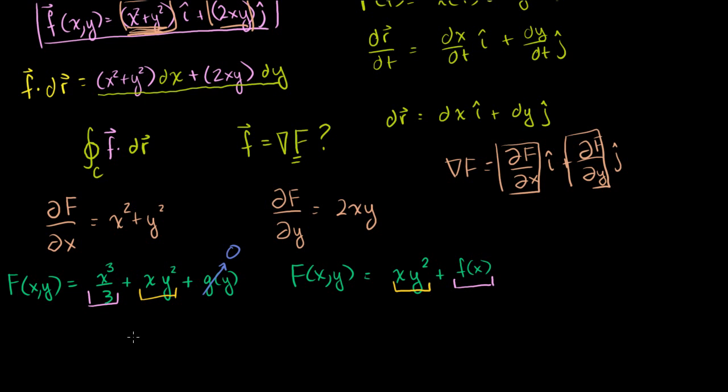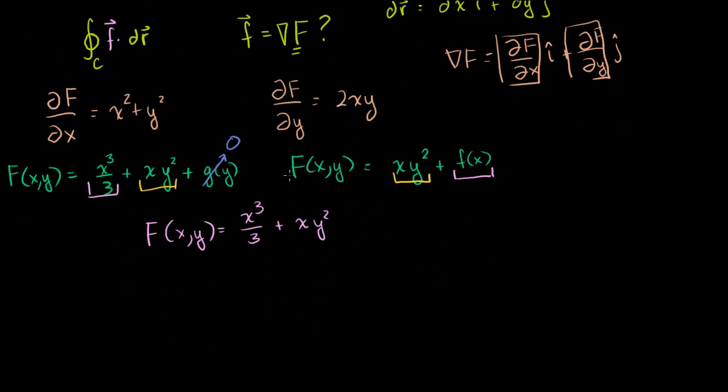And then we get that capital F of x, y is equal to x to the third over 3 plus x y squared. And the gradient of this is going to be equal to the vector field f. We've already established that, but just to hit the point home, let's take the gradient of it, so you don't have to just believe the little stuff that I did right there. The gradient of F, and sometimes people will put a little vector on top of the gradient sign because you're getting a vector out of it, is going to be what?